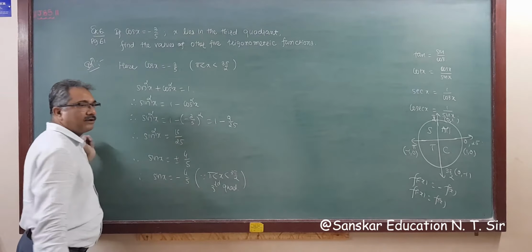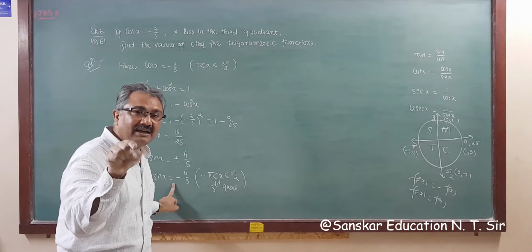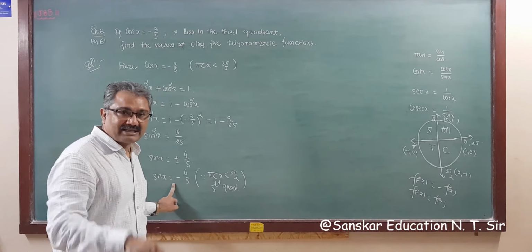This is called the third quadrant. In the third quadrant, sine is negative. That's why we are accepting the negative sine value. So the positive value is not accepted, right?